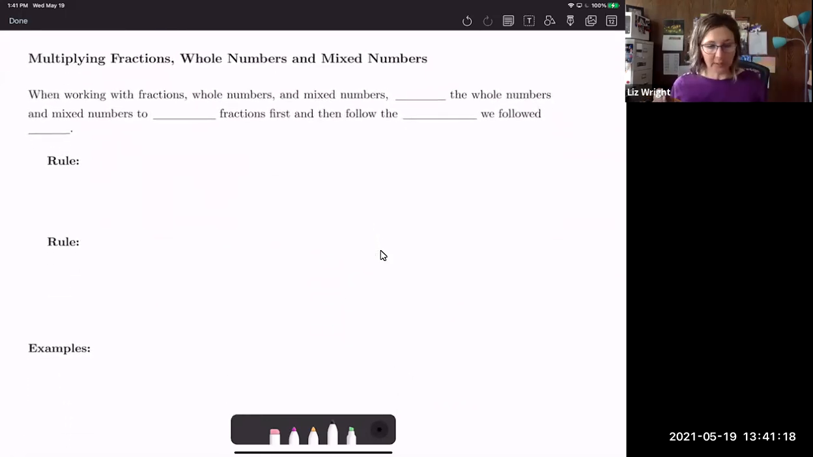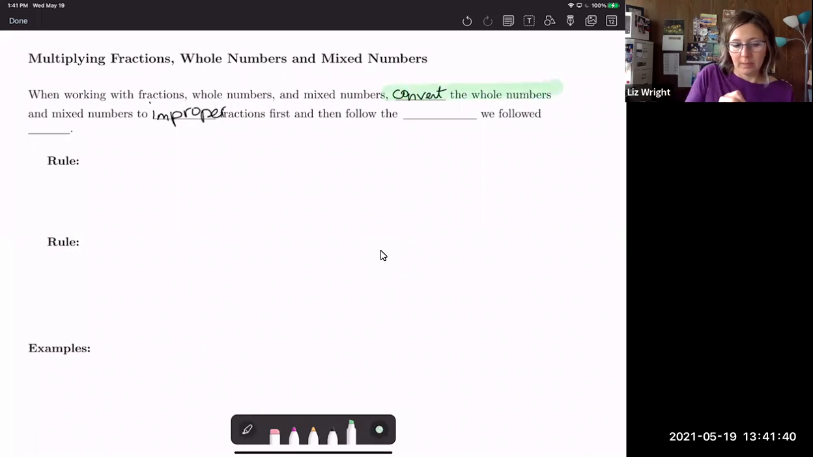When working with fractions, whole numbers, and mixed numbers, we are first going to convert the whole numbers and mixed numbers to improper fractions. That's so important. So you might want to highlight that. So you want to convert them into improper fractions first, and then keep going. And then follow the same steps that we followed before.